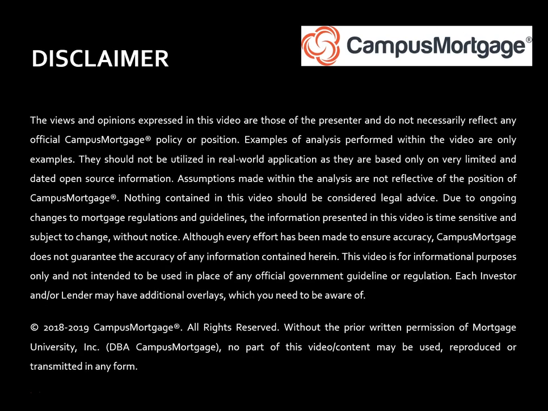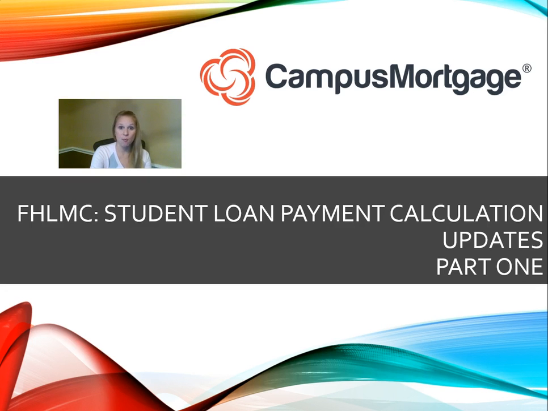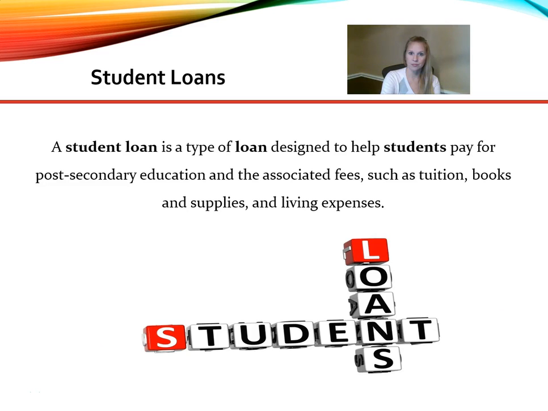So let's get started. Today, we will be discussing part one of a three-part video series, which will cover Freddie Mac's student loan calculation updates. Some of you may be asking yourself, what is a student loan? A student loan is a type of loan that a student can get to go towards their education or living expenses while they're getting their education. Examples would include books, tuition, living expenses, etc.